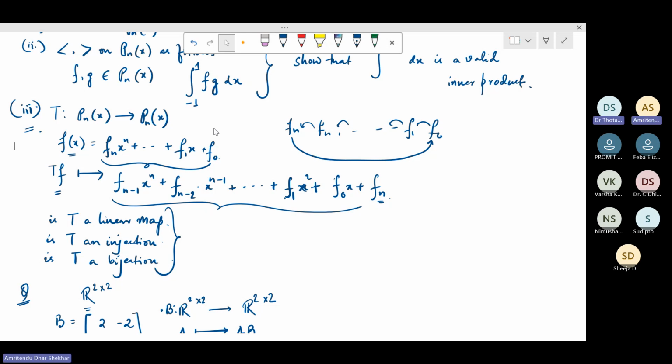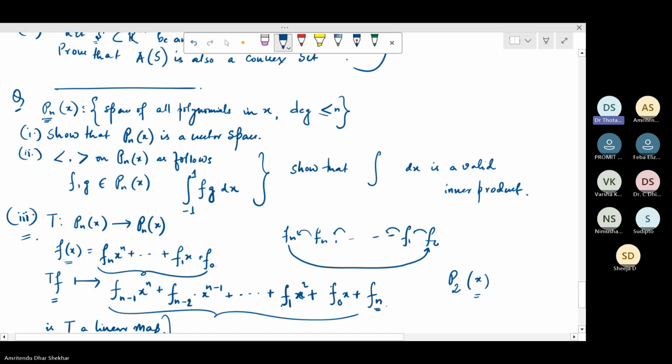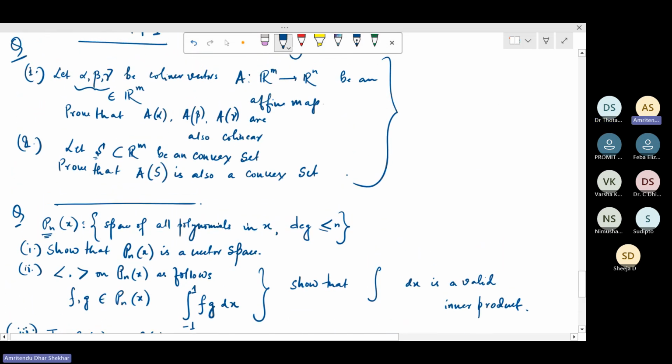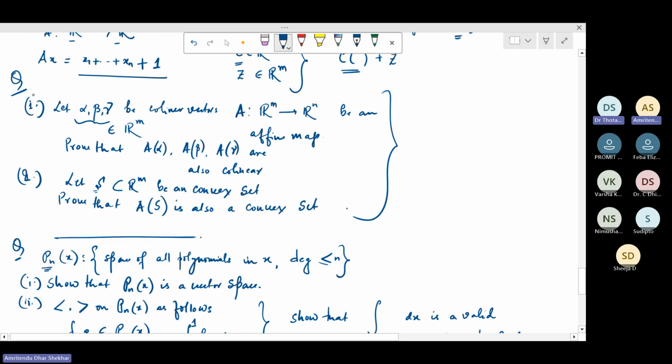So you can take a small space, let's say P2(x), not P3(x). You can try to find an orthonormal basis using the Gram-Schmidt orthogonalization. We can find orthonormal functions. Yes, basically find some orthonormal functions. That's right. Think about this first question, Q1.